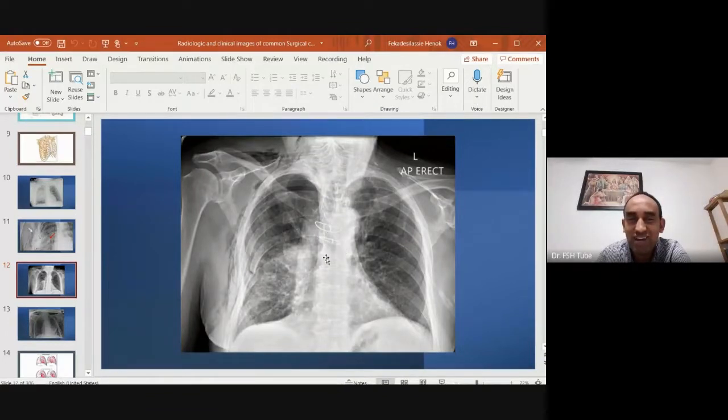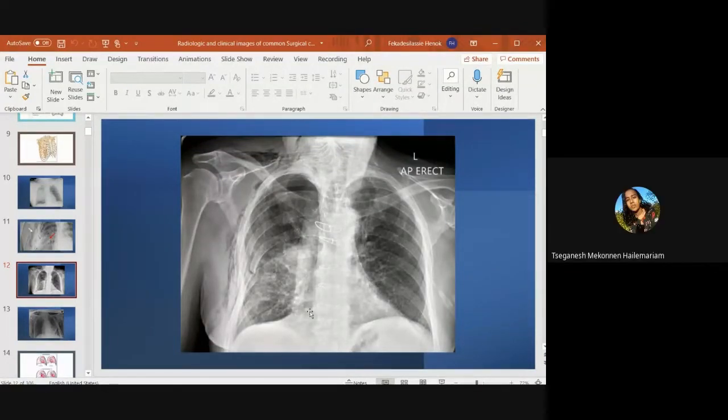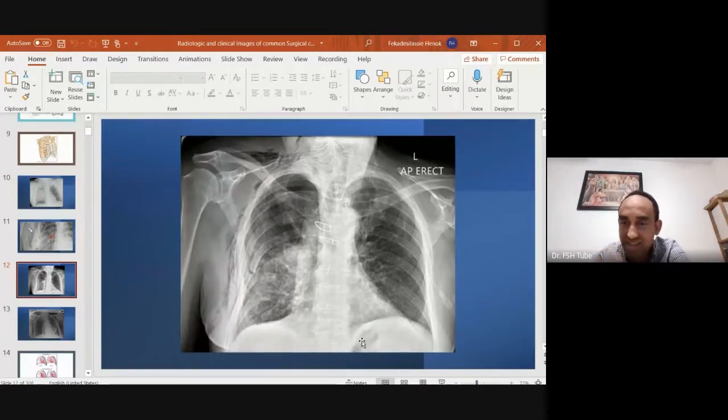Do you see these wires? What are these wires? Do you think this patient, not just you, I am talking about this one. These wires here. Do you see my cursor, by the way? Yes, we can see. So what are those wires? Post-op, what kind of surgery? Why are these wires here? What are they doing here?